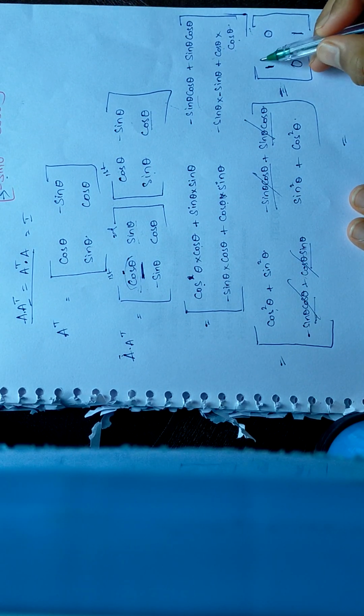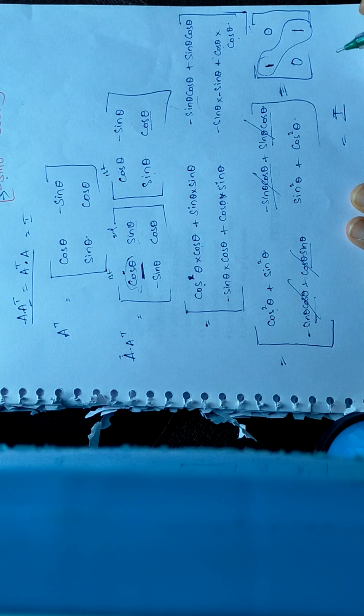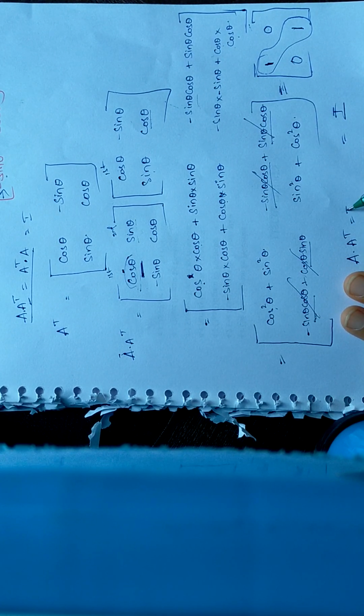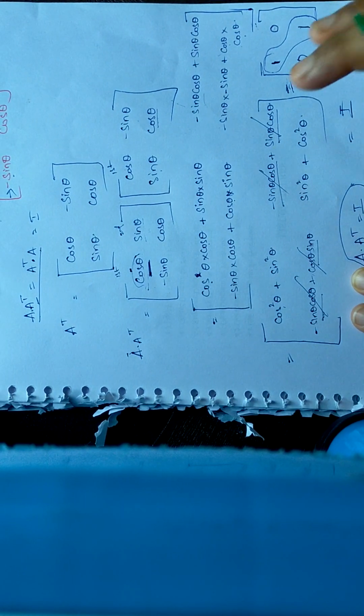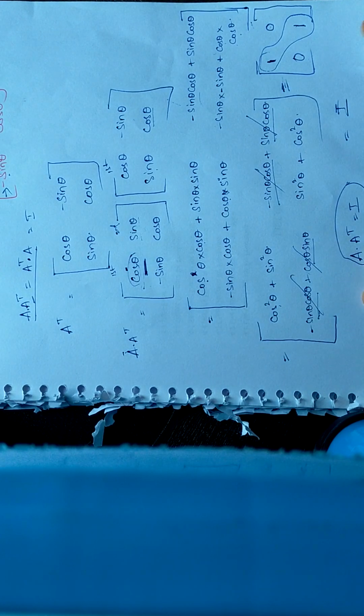So the resultant matrix is what? Identity matrix. What is identity? Diagonal elements are 1s and the remaining elements are 0, which is equal to I. So hence our condition A into A transpose equal to I, which is the orthogonal condition, is satisfied, and hence this matrix is called an orthogonal matrix. Okay, this is how you have to find.